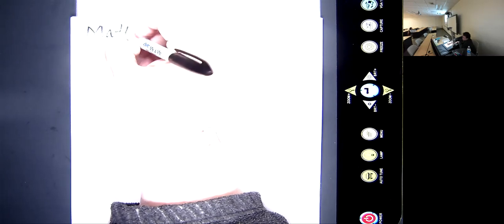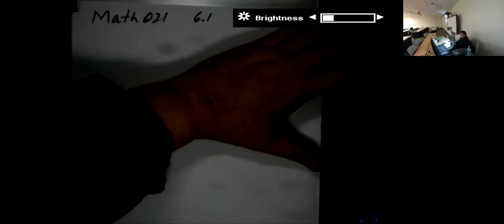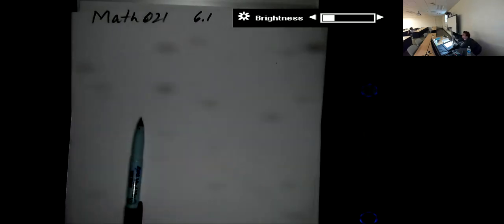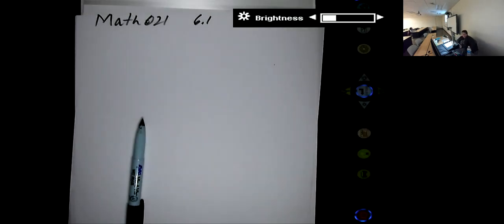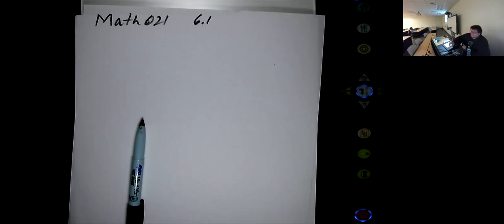So we got Math 21. We're doing 6.1, which is on... It's too bright. I see that. Thank you. How about that? Is that bright enough? And I can see. Now it's too dark. I know, I'm trying to get it to fix. Just that grid right there.